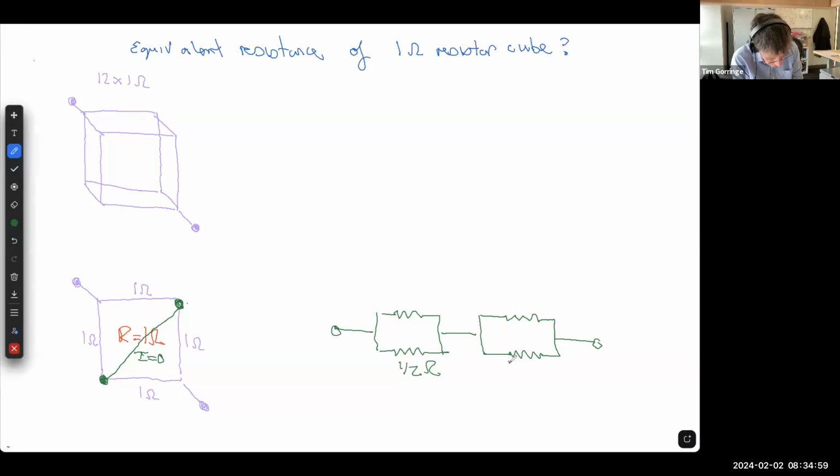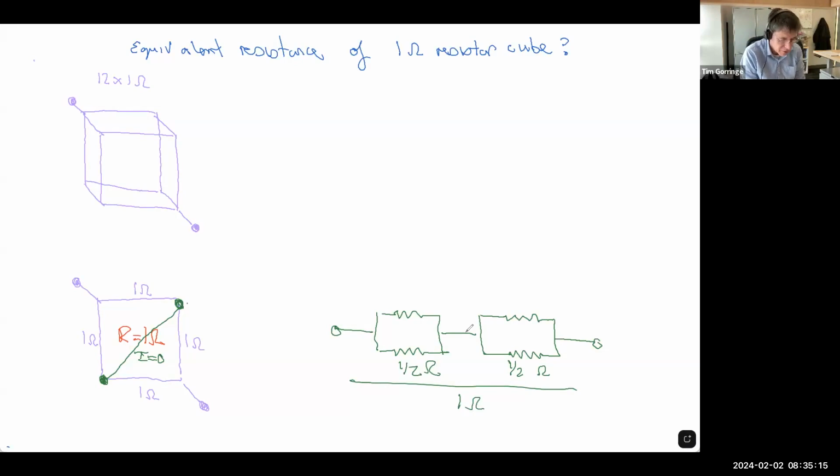And the same thing over here. These are 2 1 ohm resistors in parallel. That would be half an ohm. And so the total resistance here of the whole thing would be the sum of these 2 half ohms, because they're in series. That would give me 1 ohm. And that would be a second way of solving this problem.